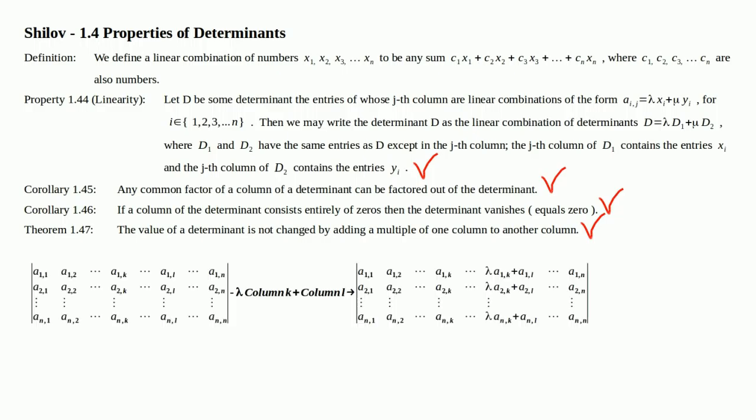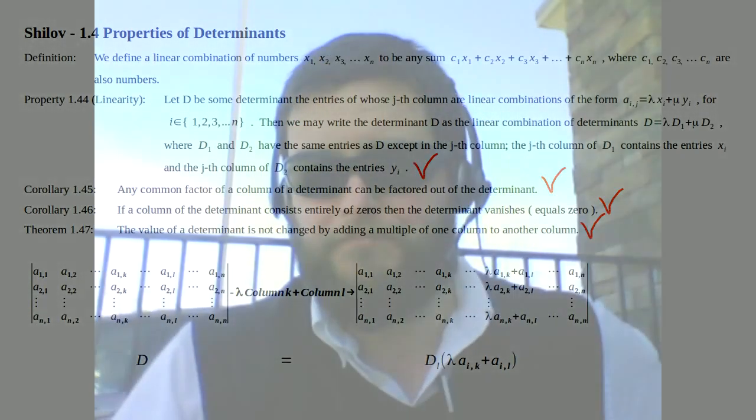But in case you still don't know what I'm talking about, here's what I'm talking about. So on the right, we have this determinant, the original determinant D. And what we've done is we've taken lambda times column K and added it to column L. And then to the left we have the result, where we've taken a multiple of column K and added it to column L. The result is the same, right? The original determinant is the same as the resulting determinant when you add a multiple of one column to another one. Makes no difference.